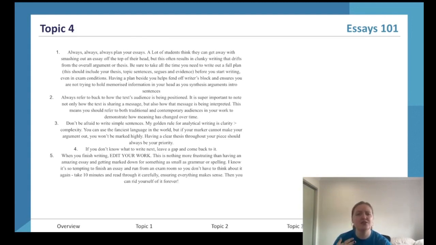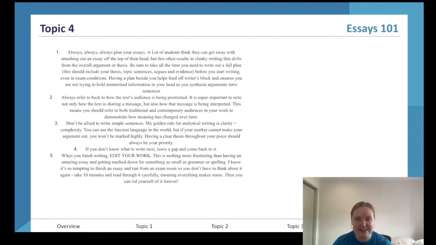Number 4, if you don't know what to write next, that's okay. Leave a gap. Come back to it later. The last thing you want is to try and push through that panic and write something that doesn't fit or you're not proud of. So instead, leave a gap, come back to it later. That's totally fine.